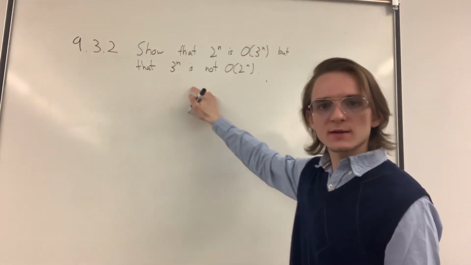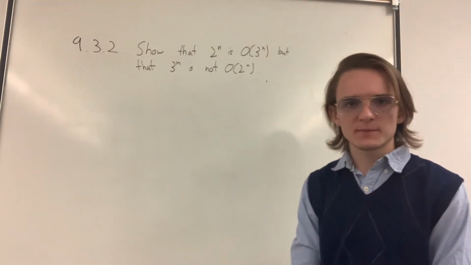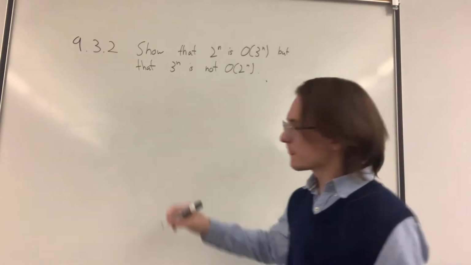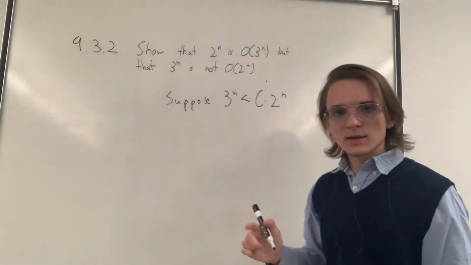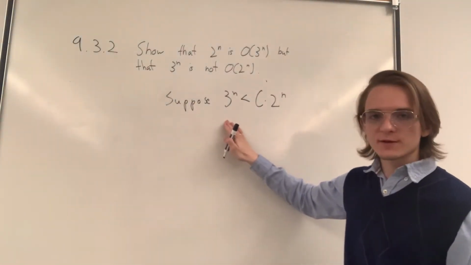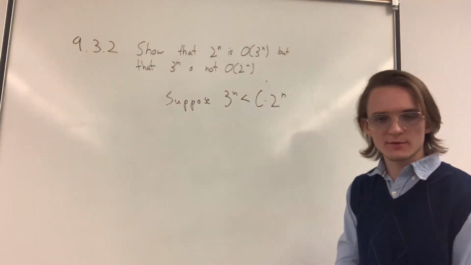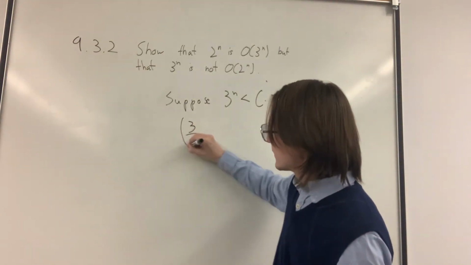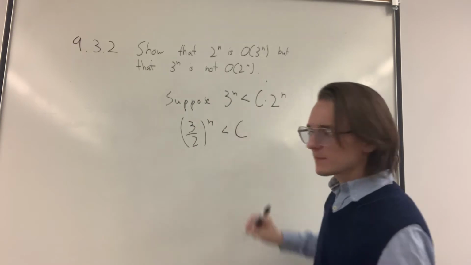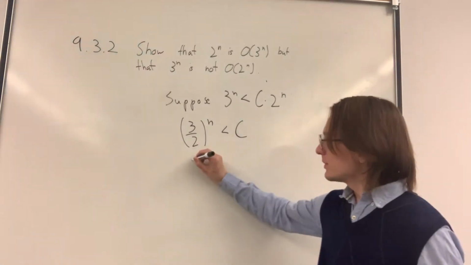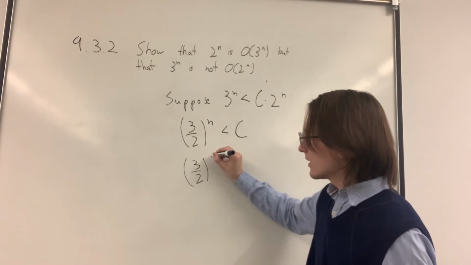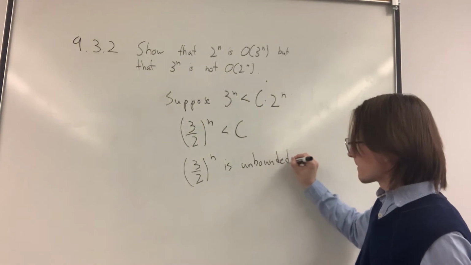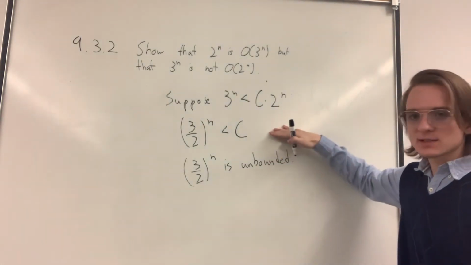Show that 3 to the power of n is not big O 2 to the power of n. And how do we do something like that? Well, let's set up a proof by contradiction. Let's suppose that 3 to the power of n is less than c times 2 to the power of n. Well, let's do some algebra. What do we get? We get 3 over 2 to the power of n is less than c. And we've already reached a contradiction because 3 over 2 to the power of n is unbounded. Therefore, it can never be less than some constant c.